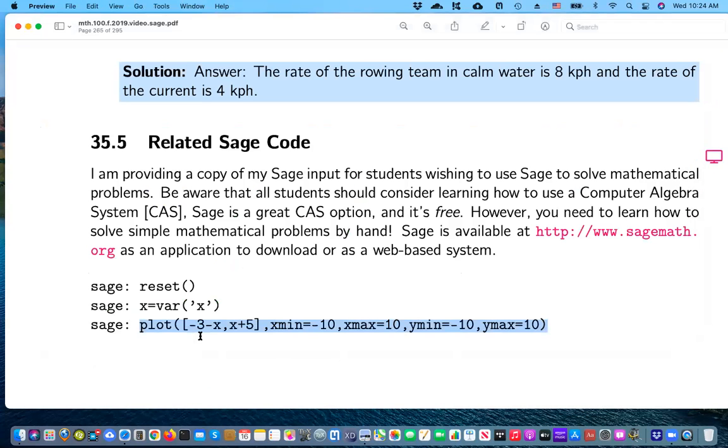All right. Let me just go back over the code again. We reset, we defined a variable, and we graphed out 2 lines. And those 2 lines intersected at a point. All right. That's it. Thank you.